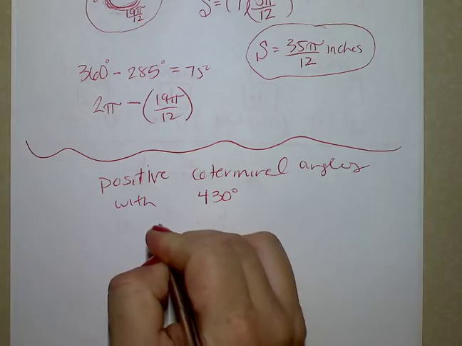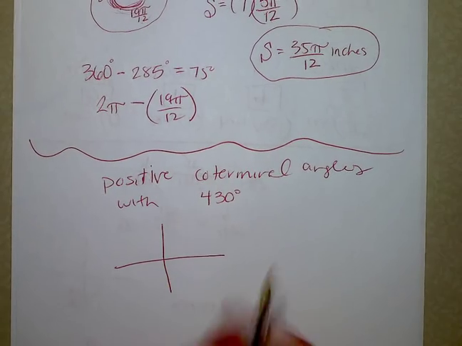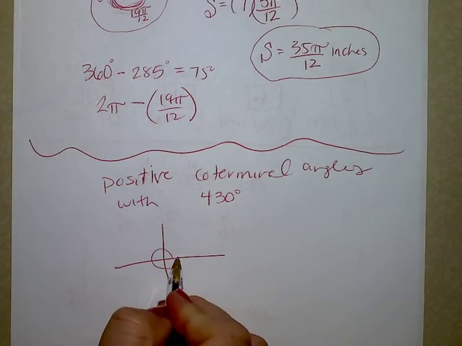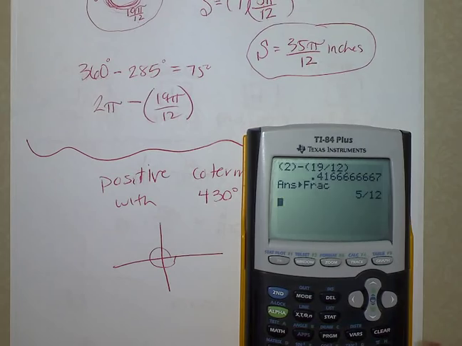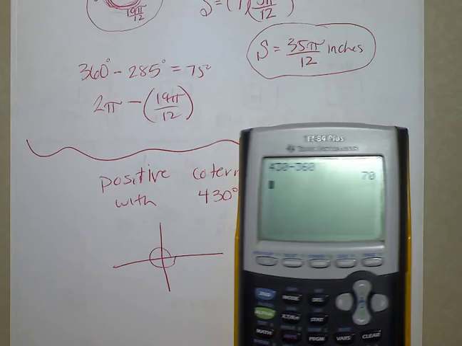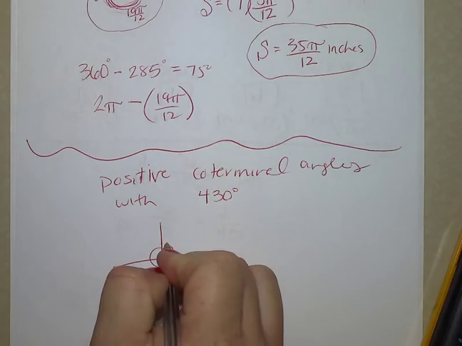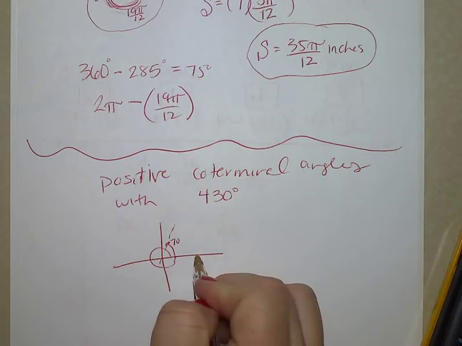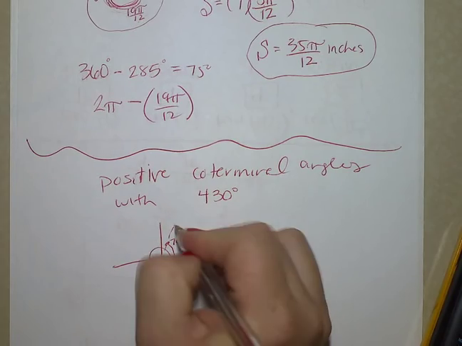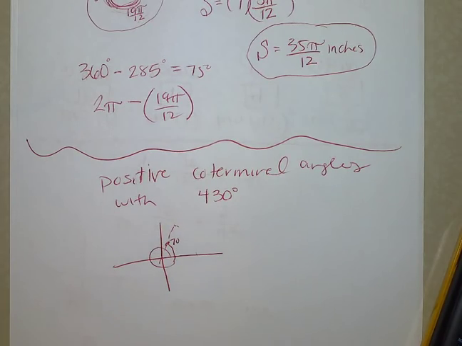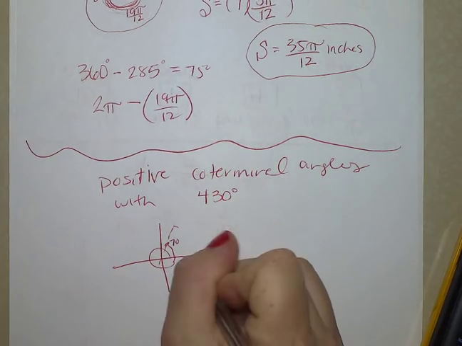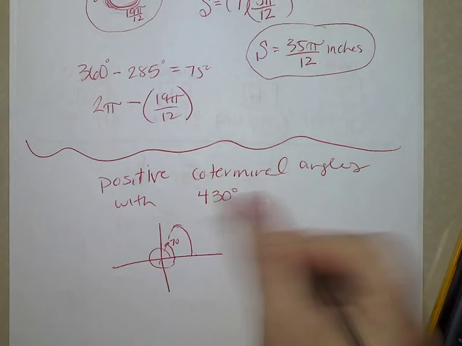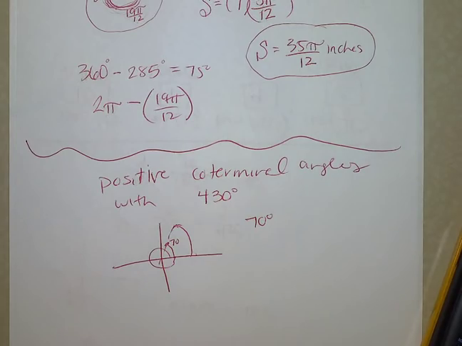I'm a visual person, so I start here and I want to graph it. Because it's positive, I go up. Here's 360, and I go, well, how much more do I have to go? So I'm going to take 430 and subtract 360, and I end up with 70. So this is really where I am. So positive coterminal angles, I want to start here and head upwards, and this is where I want to end. So the first one that you could use, because there's an unlimited amount, would be simply 70 degrees.